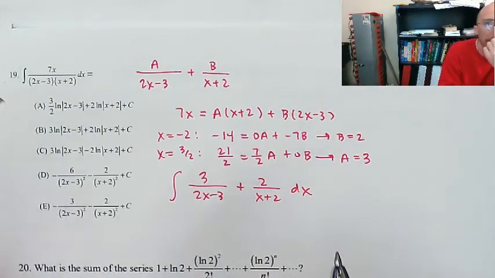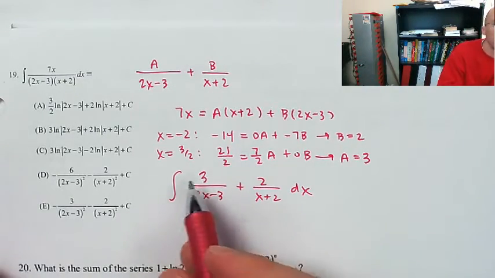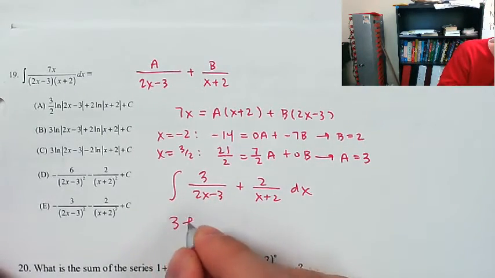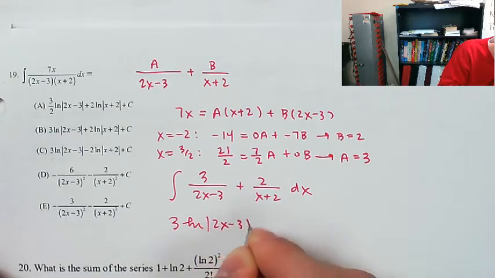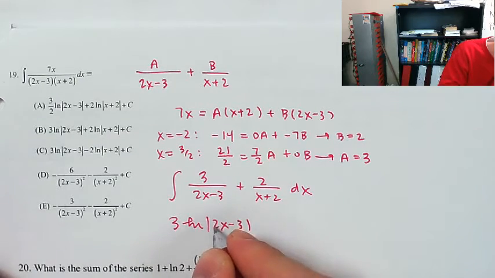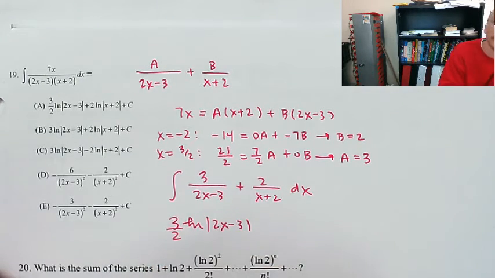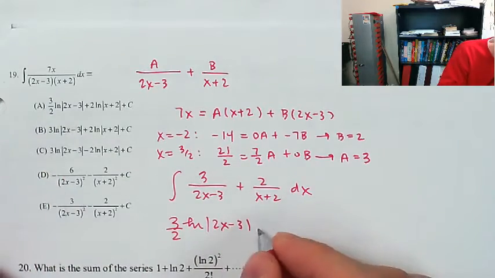And this is much easier. This is something we know how to do. Okay. We're going to say, all right, 3 logs of the absolute value of 2x minus 3, but oh, wait, this inside has a derivative of 2, so I'm going to prepare for that by dividing by 2. That's why it's going to be answer choice A.